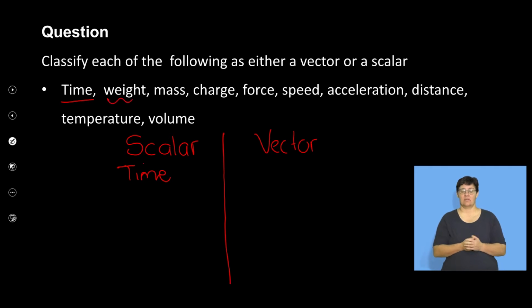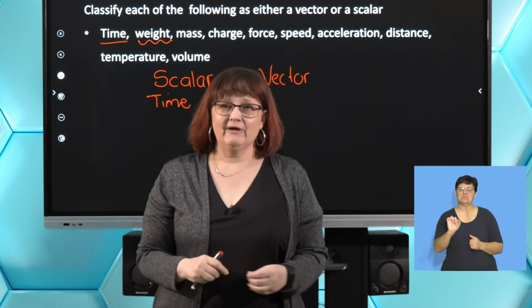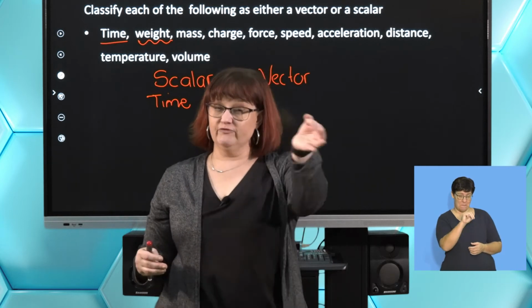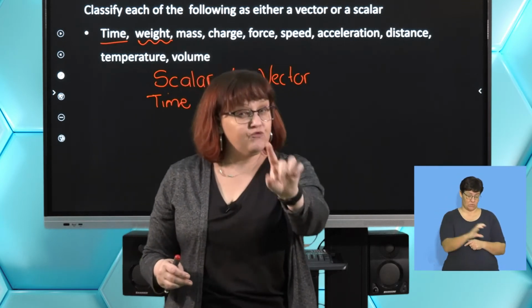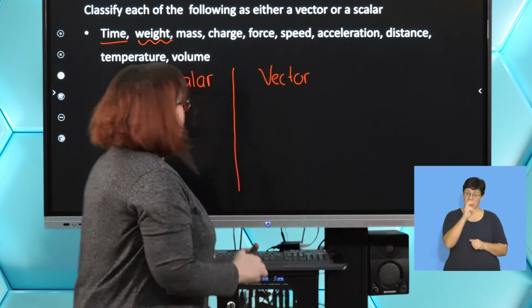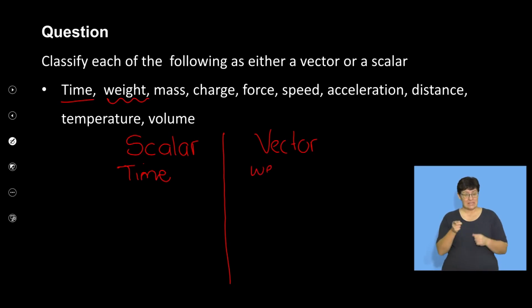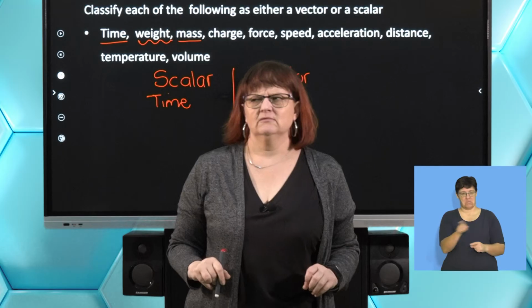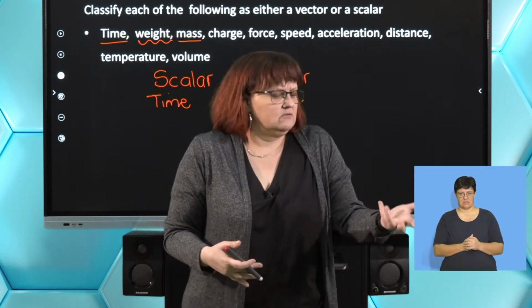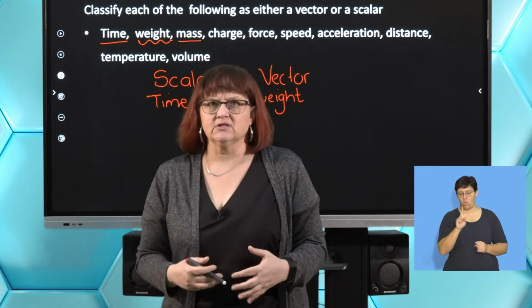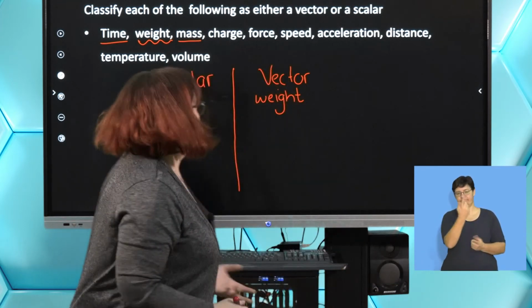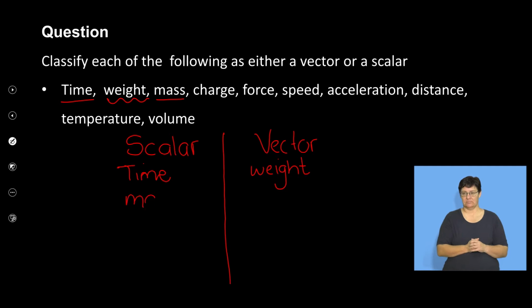Ooh, weight. Remember, weight isn't mass. Even though we may say to someone, what's your weight? We're actually asking what's their mass. Weight, you've learned before, is a force. Forces need a direction. So weight is a vector. Mass. Mass doesn't have direction. Of course it doesn't. We just say something is 2 kilograms or 100 grams. We don't describe it as being anywhere. So mass is definitely a scalar.